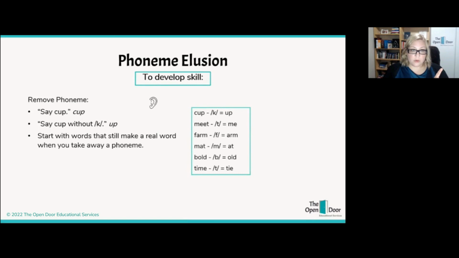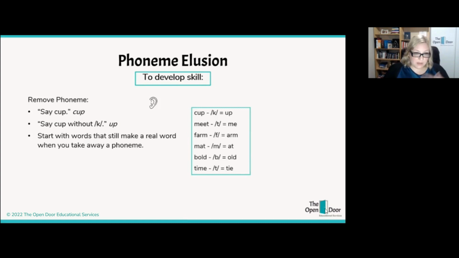Now, just remember while you're doing this, this is auditory. So you're saying bold without the sound b, you're giving the sound, not the letter name. Time without the sound t, as opposed to the letter name. This way, they're hearing the sound, removing the sound, and they're not thinking about the symbols of letters, because that, again, is not what we're focusing on while we're working on these phonemic skills.